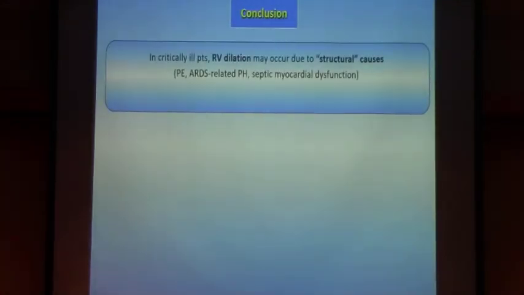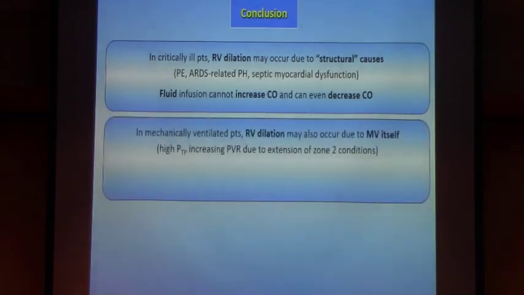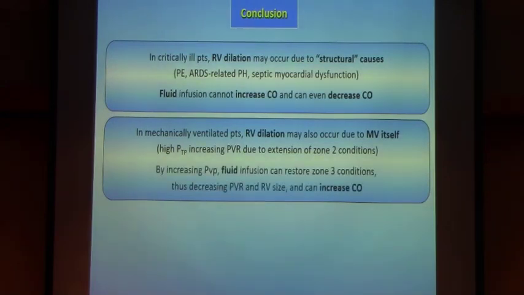So my conclusion: in critically ill patients, RV dilation may occur due to structural causes, pulmonary embolism, ARDS-related pulmonary hypertension, septic myocardial dysfunction. In this case, fluid infusion cannot increase cardiac output and can even decrease cardiac output. In mechanically ventilated patients, RV dilation may also occur due to mechanical ventilation itself, high transpulmonary pressure, increasing PVR due to extension of zone 2 conditions. And by increasing pulmonary venous pressure, fluid infusion can restore zone 3 conditions and thus can decrease PVR and RV size and can increase cardiac output.